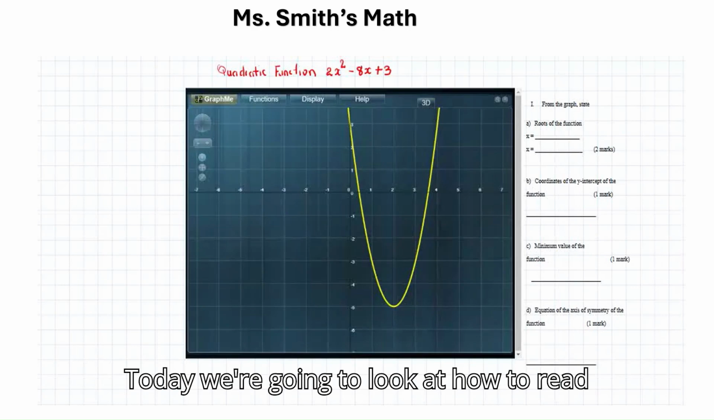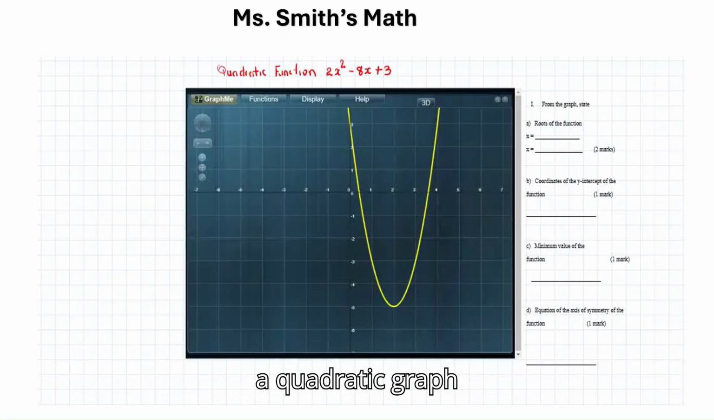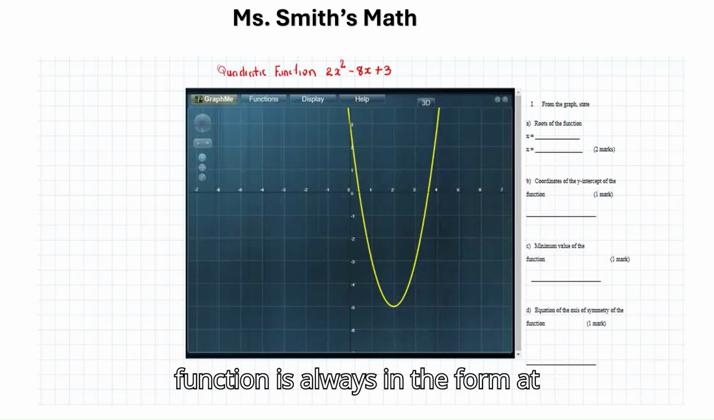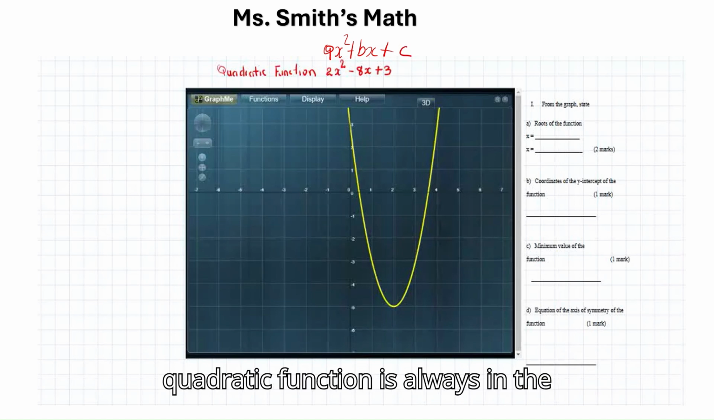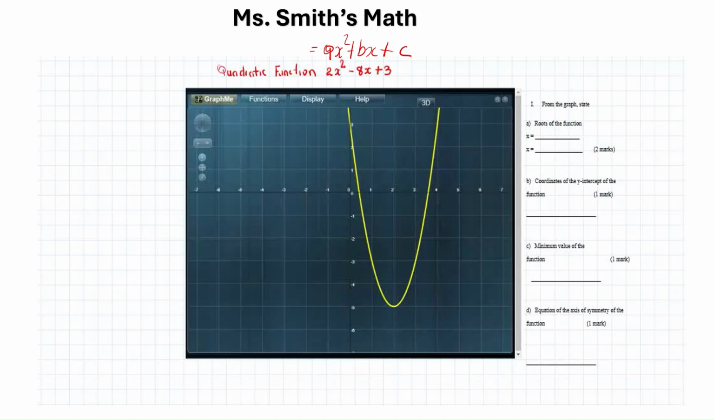Today we're going to look at how to read a quadratic graph. And remember, a quadratic function is always in the form ax squared plus bx plus c. So this is what a quadratic function is always in the format of. Now let's look at our graph.